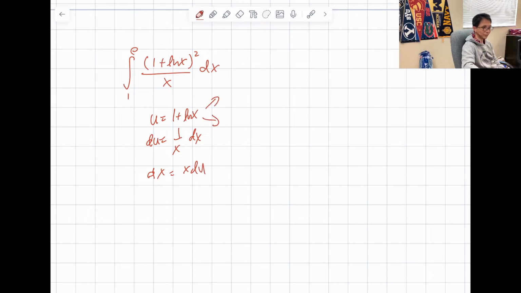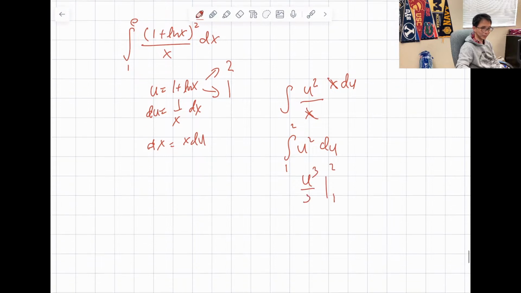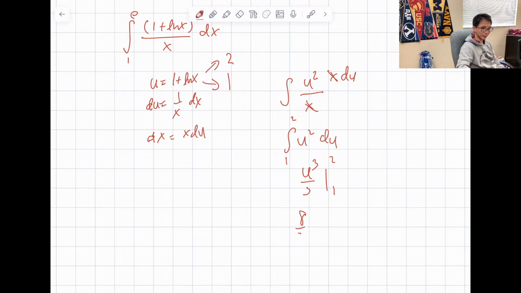Did you change your boundary? ln of e is what? So it's 2, right? This is 1. So it'd be u squared du. Cancel out, integral of u squared from 1 to 2 du, u to the 3 over 3 between 1 and 2. 8 over 3 minus 1 over 3 is equal to 7 over 3. For Josh, that's light work.